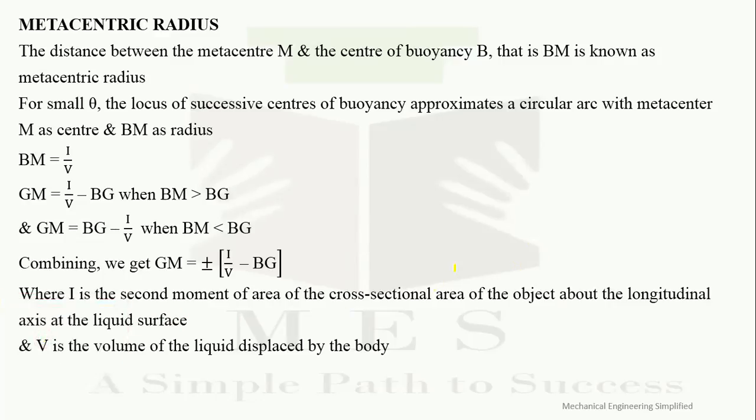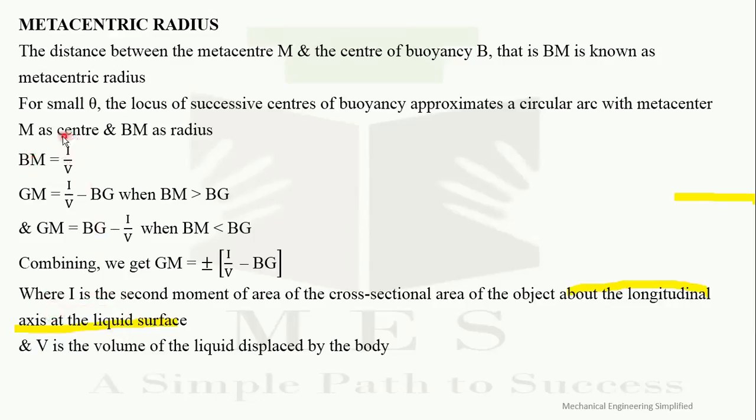First important point is that it is about the longitudinal axis, and second important point is it is at the liquid surface. Okay, and what is this V? This V is the volume of the liquid displaced by the body. This is again the same thing, that it is the volume of the liquid displaced by the body.